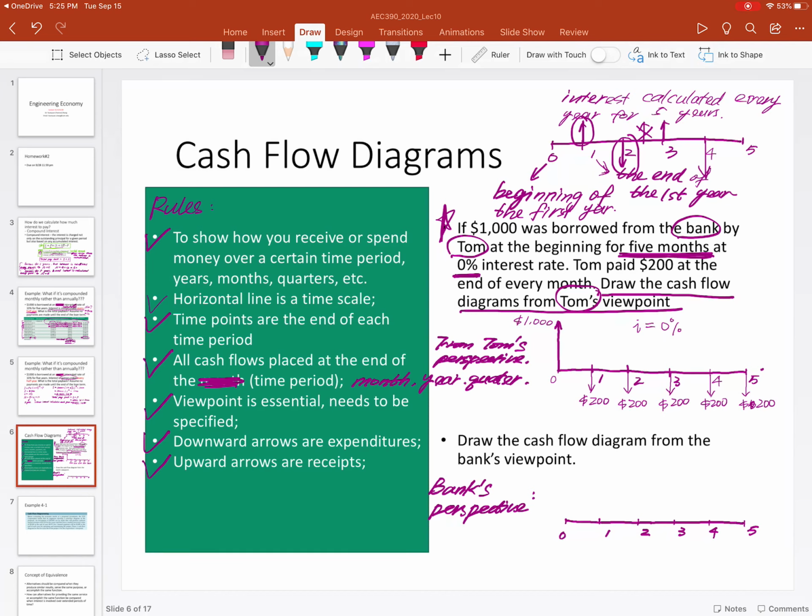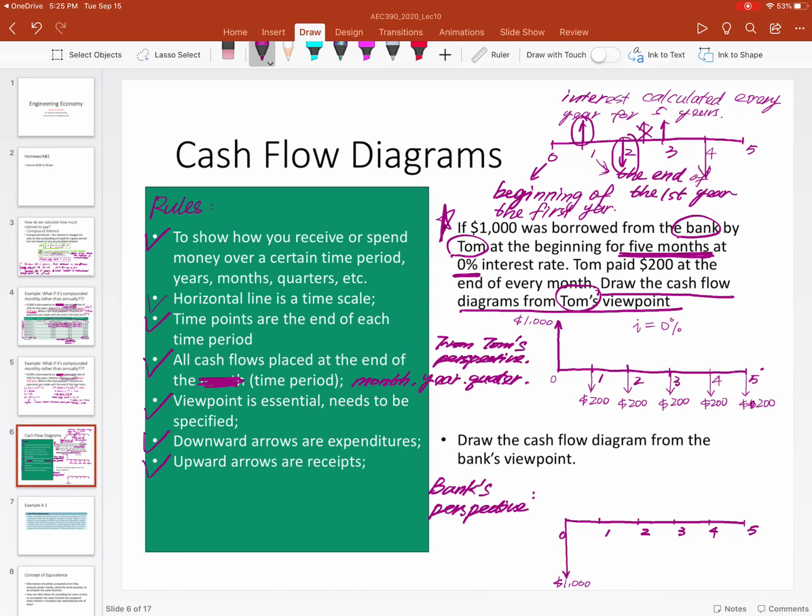But now you're looking at this story from the bank's perspective. So the bank will lend 1,000 to you, to Tom. That 1,000 is the cash outflow. So it's the arrow going downward. Okay, so that's like this.